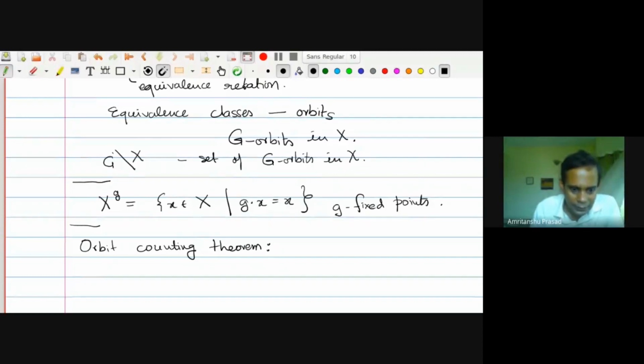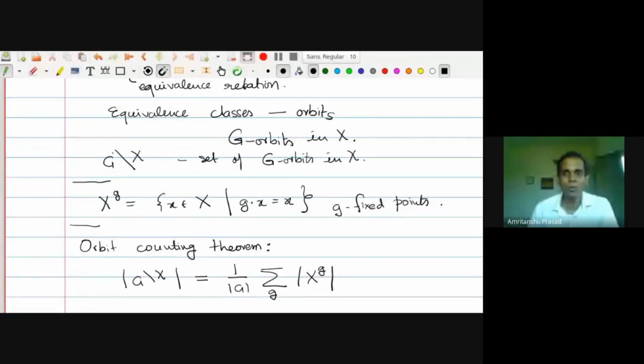And it says that the number of orbits, G orbits in X, is the average over the group G. This is a very strange thing. What am I averaging? I'm averaging the number of fixed points. The average number of fixed points over all elements of G is the number of orbits of G.